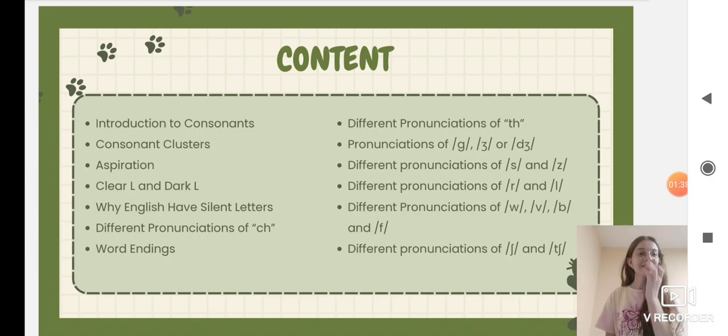like tricky consonants. There are different pronunciations of t. Then we will see j. Then we will see the difference between S and Z. Then we will also see R and L and W, V, B, and F. And yes, we will talk about a lot of them and we will see a lot of examples of them. So let's start.